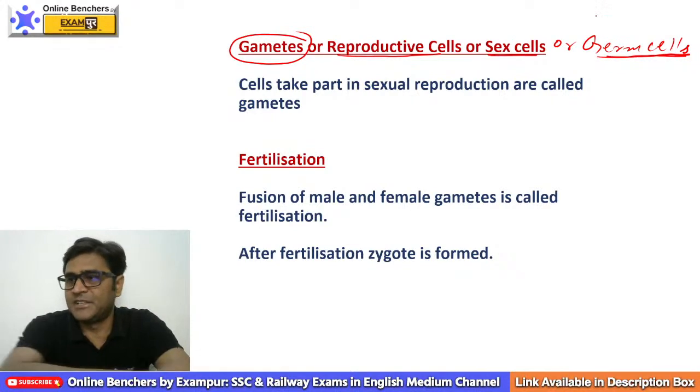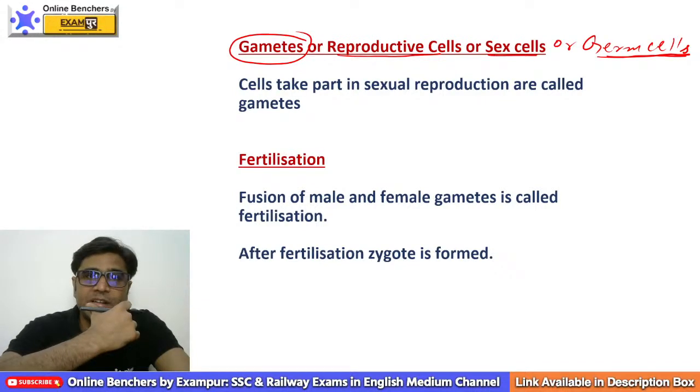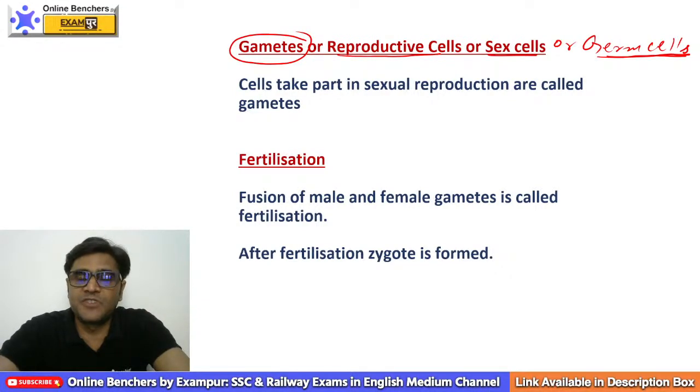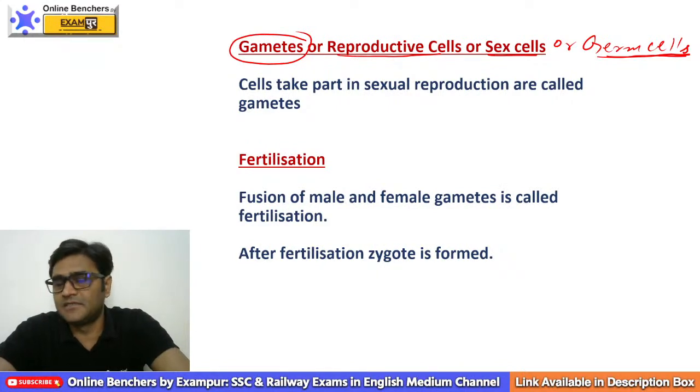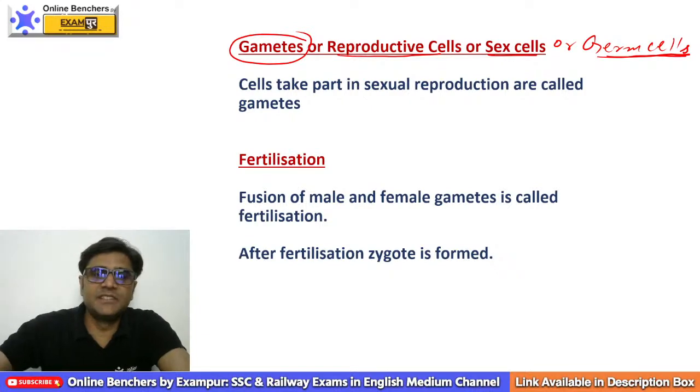Sexual reproduction takes place. We will discuss what is earthworm. Earthworm is a hermaphrodite animal, that is, male and female reproductive system are found in the same organism. Okay, so we will discuss. Don't worry. So what are the gametes?